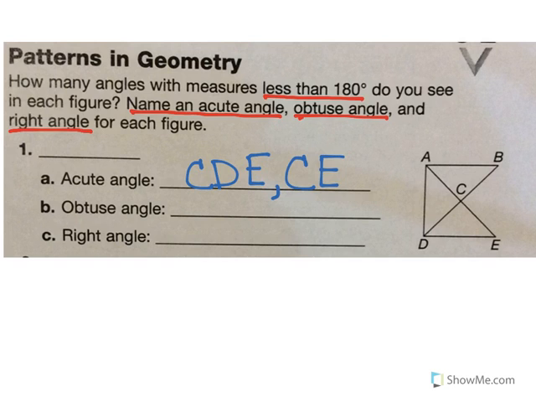All right, let's look at our obtuse angles. Angles bigger than 90 degrees. I'm not seeing any. These are not, well, less than 180. A straight line is 180, so no, that wouldn't count. I don't see any obtuse, so I guess I would write none.